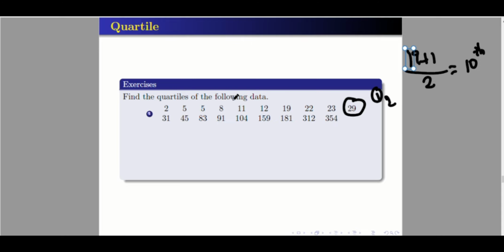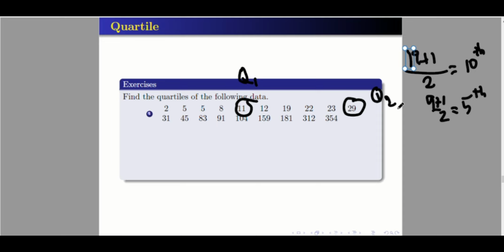Now to find the Q1, we must count all the data that is at the left. 1, 2, 3, 4, 5, 6, 7, 8, 9. So at the left of Q2, it's 9. Again, it's an odd number, so you may add 1 and then divide by 2. 10 divided by 2 is 5. So the data is at the 5th. 1, 2, 3, 4, 5. So this is therefore your Q sub 1.